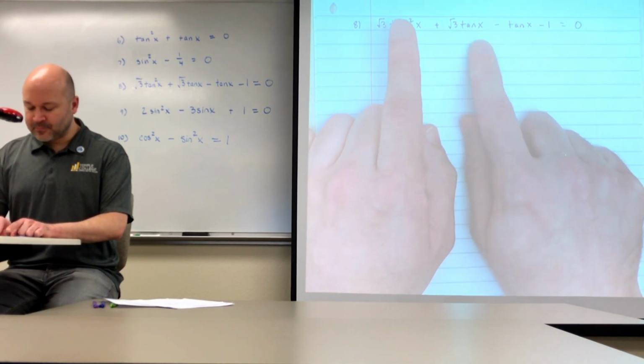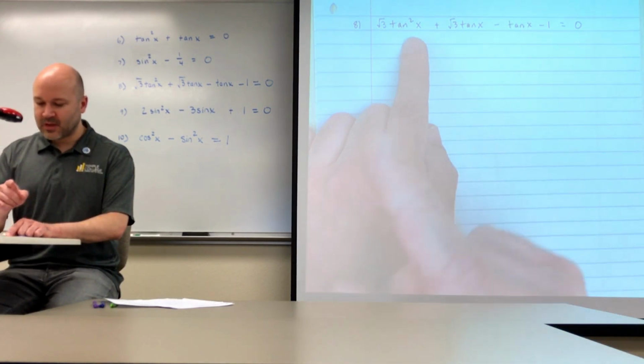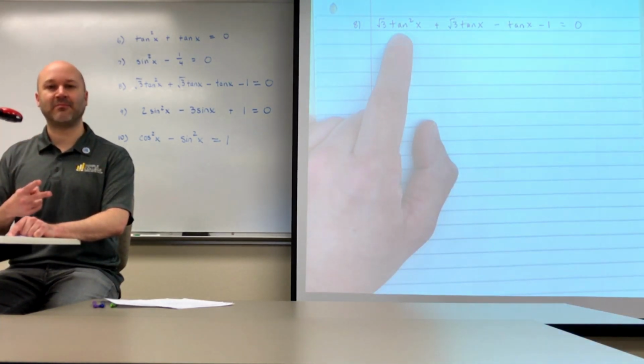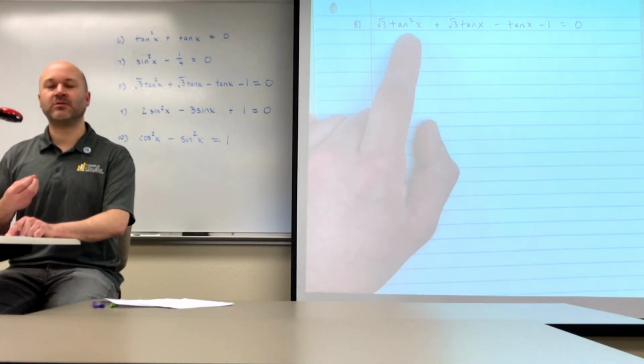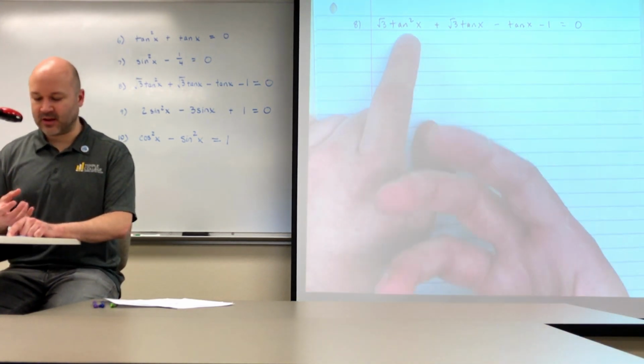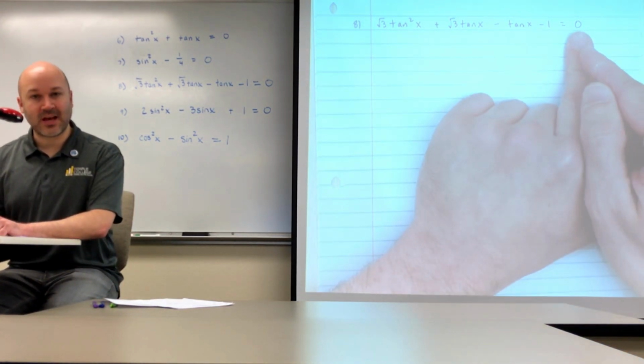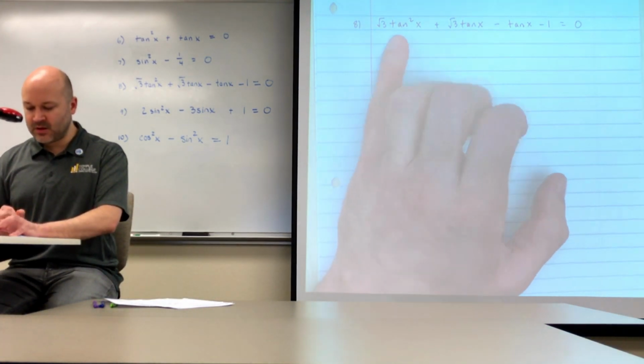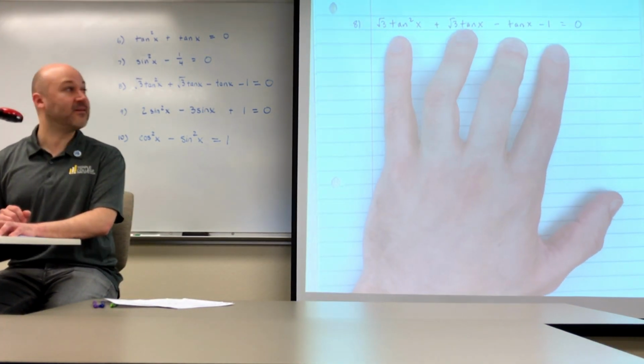There's a lot going on. But again, I've got this quadratic feel to it. This is a tangent being raised to a second power. So my brain is going toward factoring. And I already have one side of the equation equal to 0. I'm on board. But I have 1, 2, 3, 4 terms.